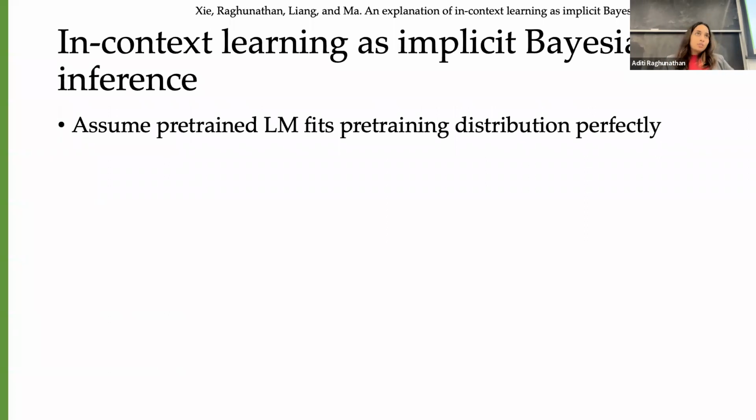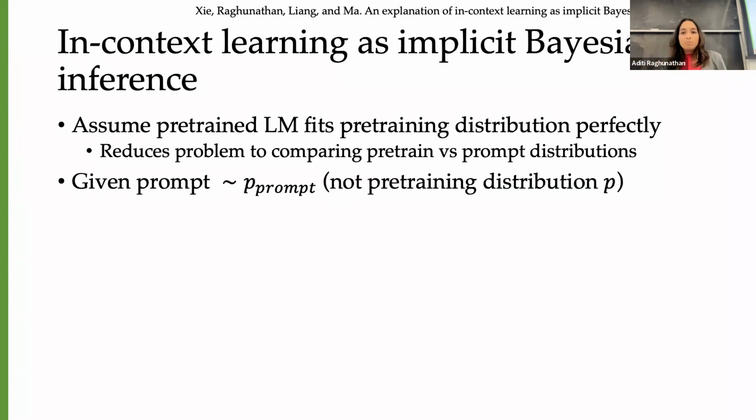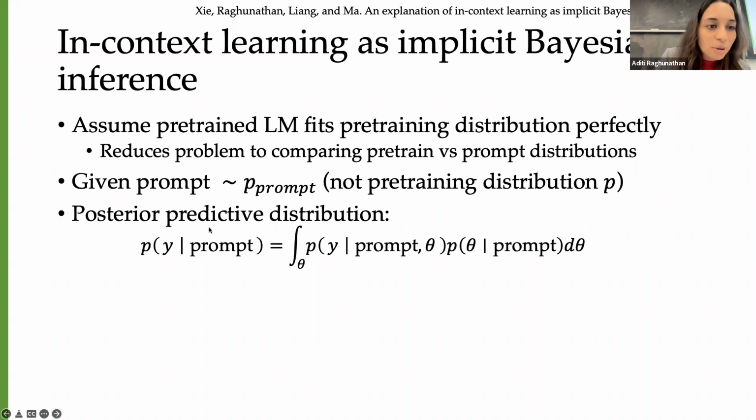So basically, just to recap, this slide says what we already saw: assuming the pre-trained language model can fit the pre-training distribution perfectly, then to prove that this can work basically involves comparing the pre-training to the prompt distribution. And the point is that they're not that different except for the delimiters.